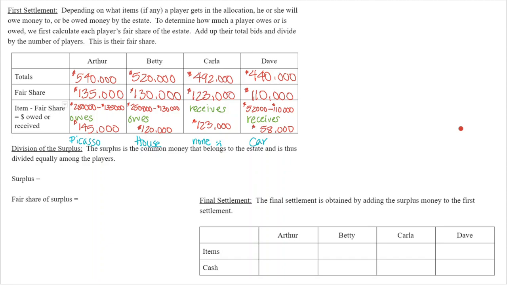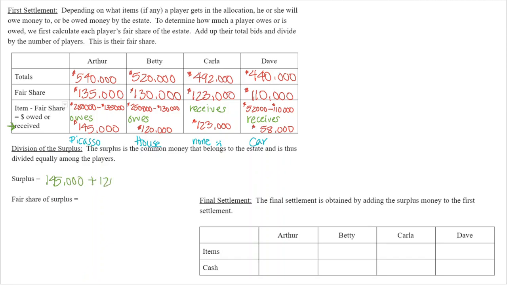So now we are on to the division of the surplus. We want to look at this amount of money that each of these siblings either owes or receives. So Arthur owes $145,000.